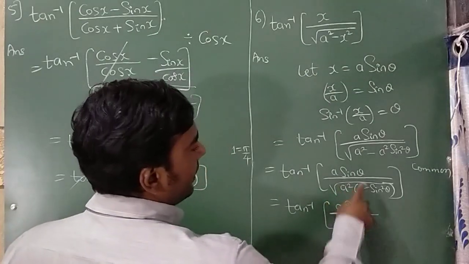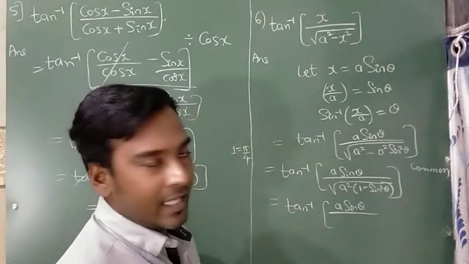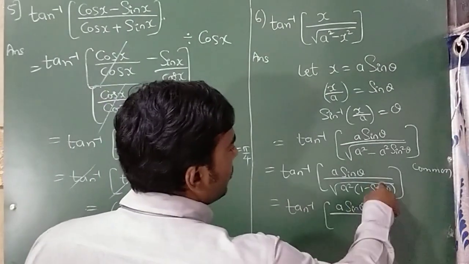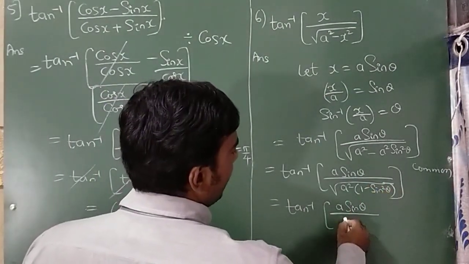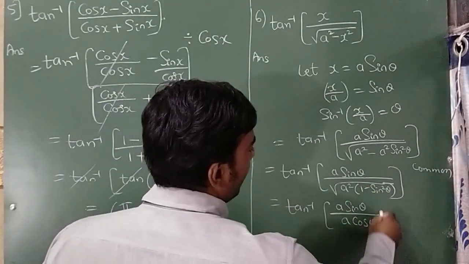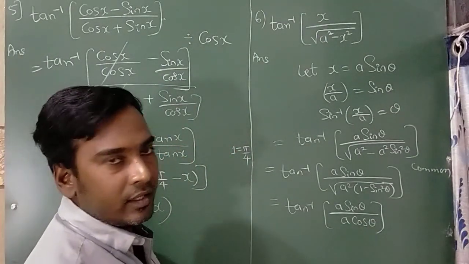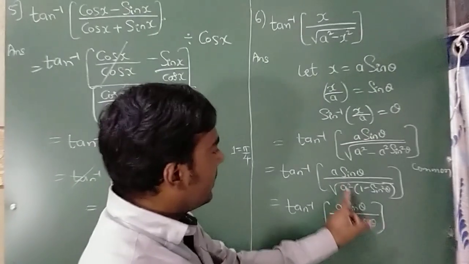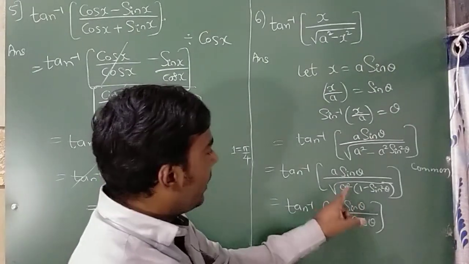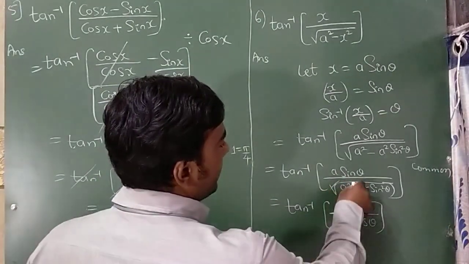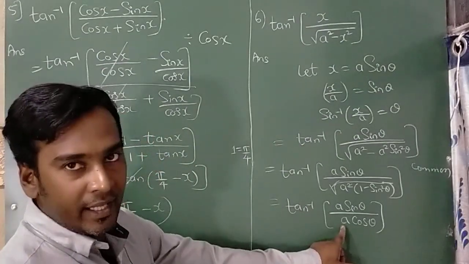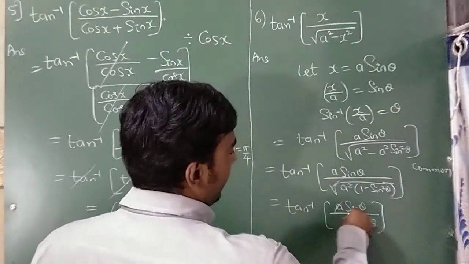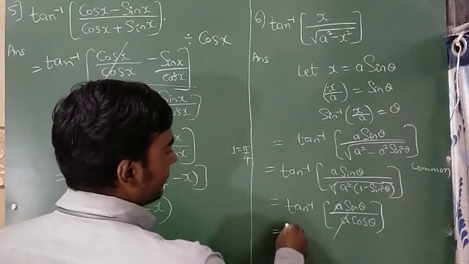Now this square root and square get cancelled. 1 minus sine square is cos square. So again square root and square get cancelled, and it will become a cos theta. Only a is remaining. Now this a and this a get cancelled.